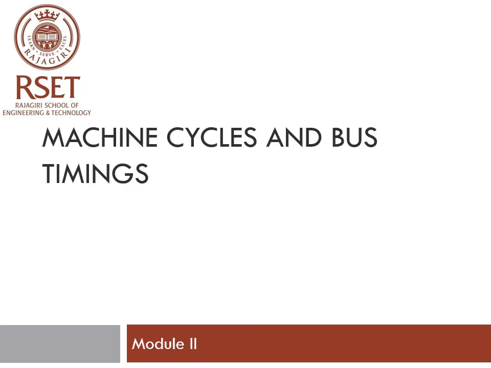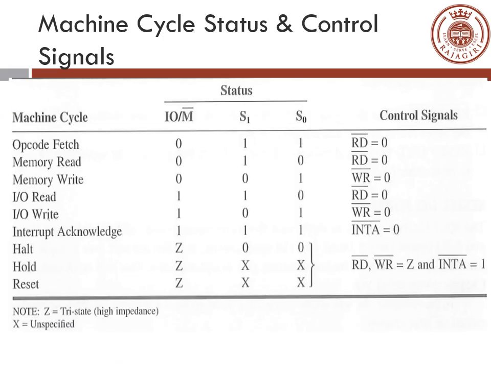We'll start with the topic machine cycles and bus timings. So we saw this particular table in the last module. You can see the different machine cycles like opcode fetch, memory read, memory write, IO read, IO write. Those are different machine cycles. And what are the status signals required to make these particular machine cycles? You can see that for the opcode fetch, the status signal required is 0, 1, 1. For memory read, it is 0, 1, 0, etc.